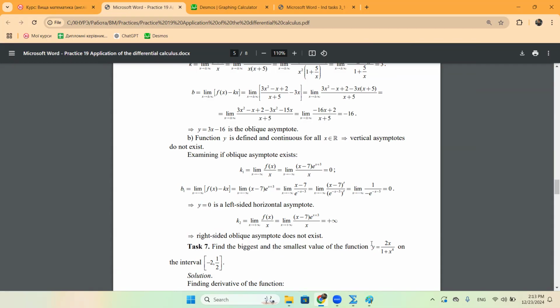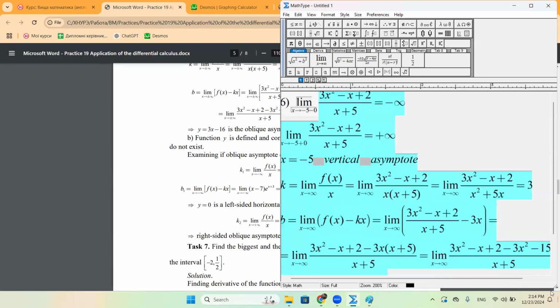So how to solve? We calculate the derivative of this function and check for which values of the segment the derivative becomes 0. Then we calculate the function value at this point and on the edges of the interval. So first of all, calculating the derivative.